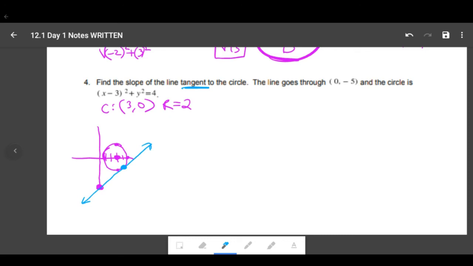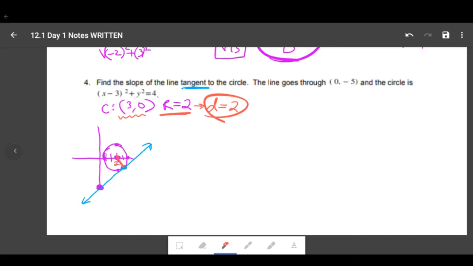All right, so you're saying, well, how do we do this? Let's take a look. If we use the formula that helps us find the distance between a point and a line, I can say I know the distance from the center of a circle to anywhere on the circle is the radius. So I know that the distance between this point and that blue line is 2, because that's what the radius is.